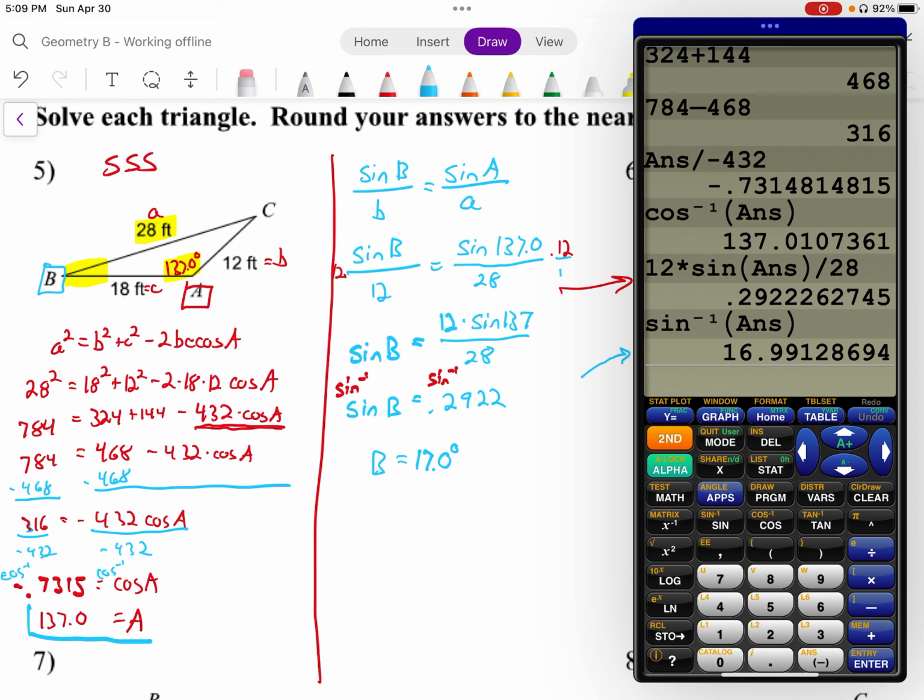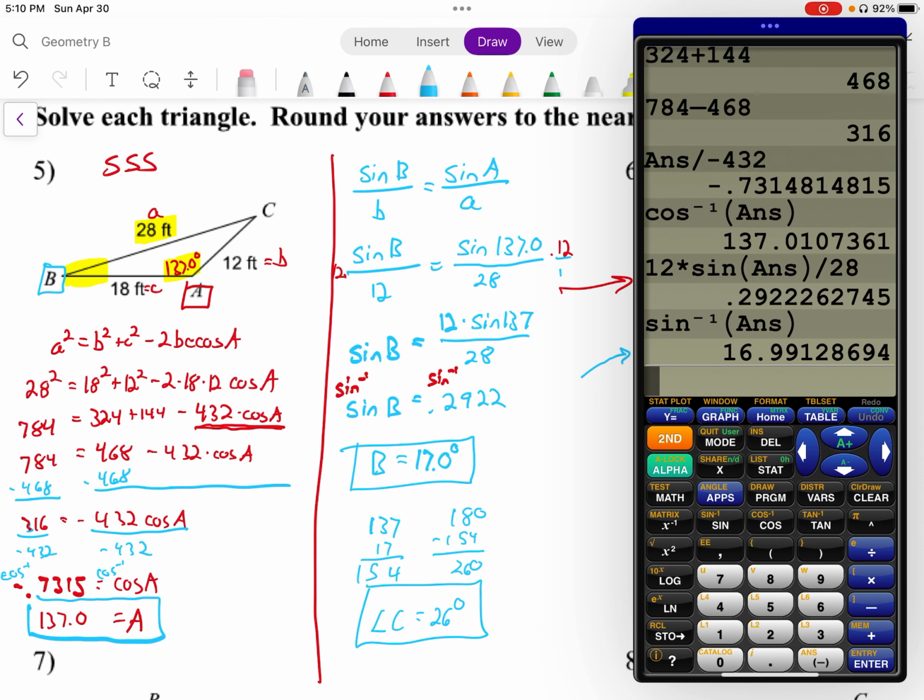So let's see, we found angle A, we just found angle B, and it will be really easy to find angle C because we'll take our 137 degrees from angle A plus 17 degrees from angle B. We get 154, and then 180 minus 154 gives us 26 degrees. So angle C equals 26 degrees. And we found all 3 angles. So there's an example of when we knew all 3 sides, and we can find the 3 missing angles.